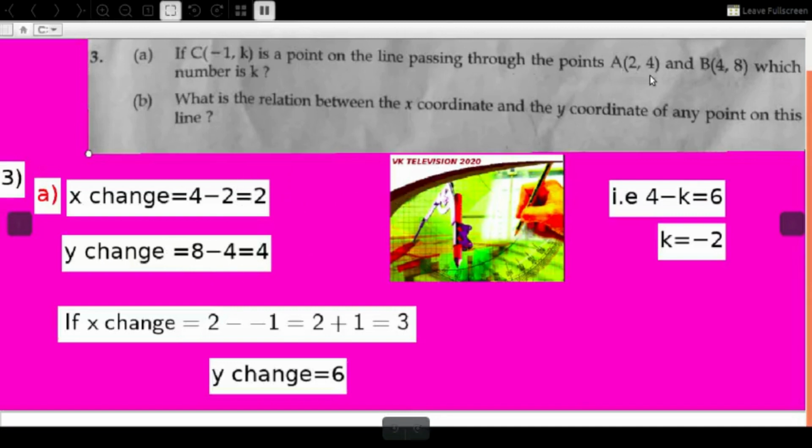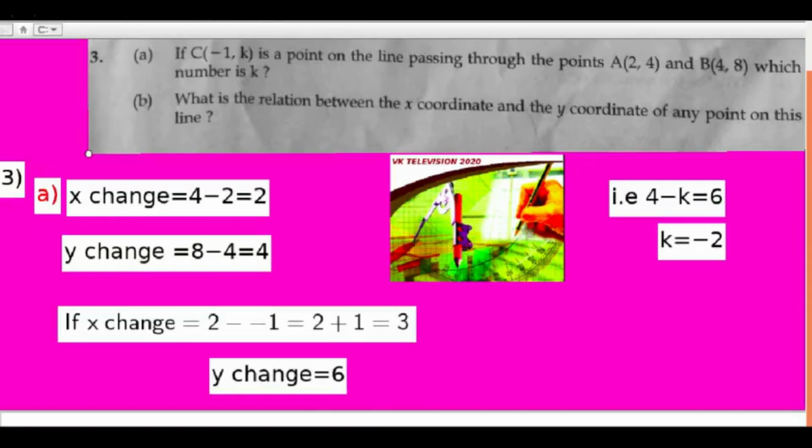അതായത് A(2,4) ഉം C(-1,k) ഉം എടുത്തു കഴിഞ്ഞാൽ we first find out the x difference, that is 2 minus (-1) is equal to 3. അങ്ങനെയാണെങ്കിൽ y ചേഞ്ച് എന്തായിരിക്കും? അതിന് നേർ ഡബിൾ ആയിരിക്കും. y ചേഞ്ച് is equal to 6. ഓക്കെ, y ചേഞ്ച് is equal to 6 ആയതുകൊണ്ട് 4 minus k is equal to 6. After simplifying, we obtain k is equal to minus 2.